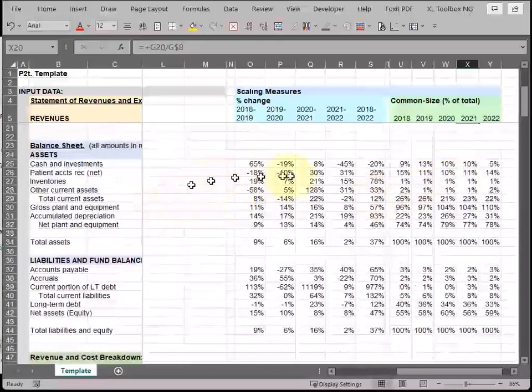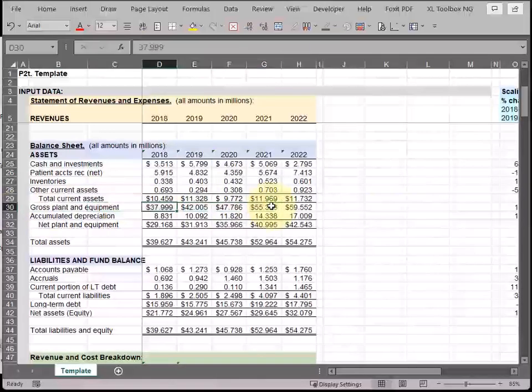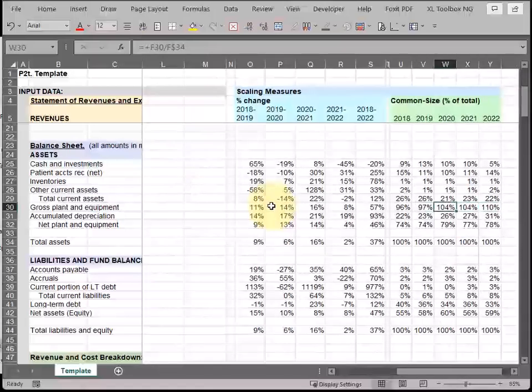Now, this common size in the balance sheet, this is always expressed as a proportion of your total revenues. So right here, you can see 15%. Your accounts receivable has been 15 to 10 to back to 14. It's 15% of your total assets tied up in patient accounts receivable. And you can look across at your gross plant and equipment. Gross plant and equipment is varying between 96 to over 100%. So that's your gross. Let's look at your net plant and equipment after depreciation.